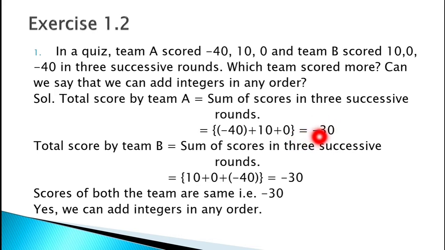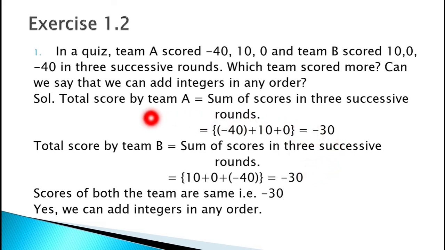But what will be the sign? The sign will be the same as the greater value has. So from 40 and 10, the greater value 40 has a negative sign. So our result will also have a negative sign, that is minus 30. Now the total score by team B is equal to the sum of scores in 3 successive rounds, which can be written as 10 plus 0 plus minus 40. And again it gives the same result of minus 30.